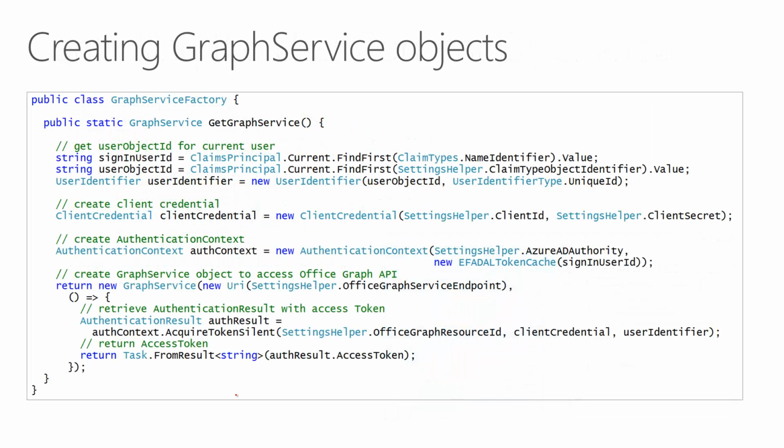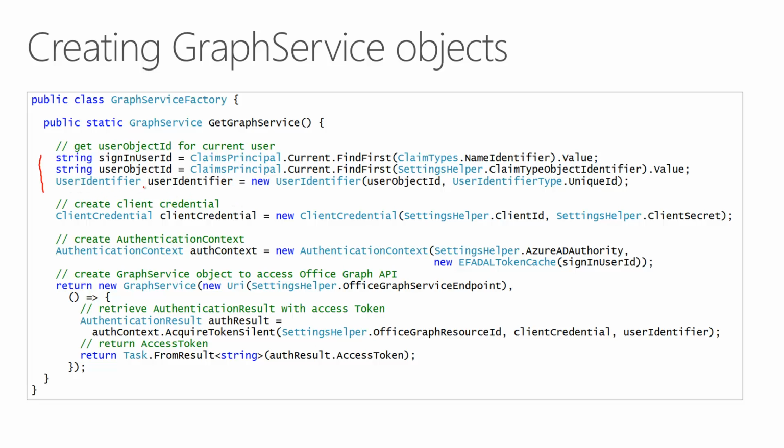Okay, now the last piece that we have right here is creating one of these GraphService objects. So here's typical code down here where I basically figure out who the user is. One of the nice things about the OWIN middleware is it populates the current claims principal object. So I can say ClaimsPrincipal.Current.FindFirst, name identifier, and I figure out who the signed in user is. Well, next thing I need is the object identifier for the current user. And so I get that through the claims as well.